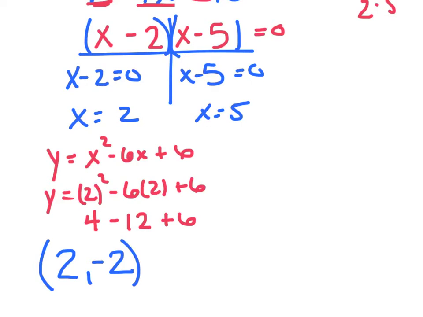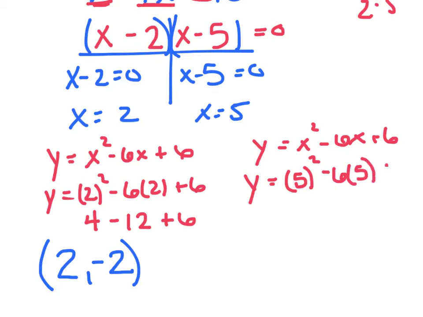And then I'm going to do the same thing with the 5. y equals x squared minus 6x plus 6, and I'll substitute that 5 in. So 5 squared minus 6 times 5 plus 6. That's 25 minus 30 plus 6. 25 minus 30 is negative 5, plus 6 is 1. So I would say this point is 5, 1.